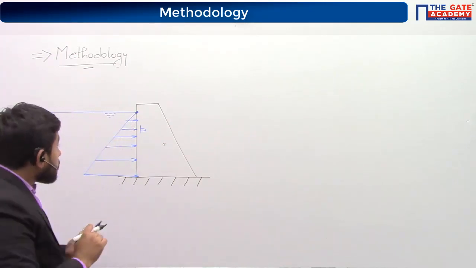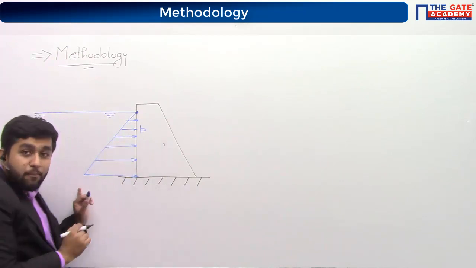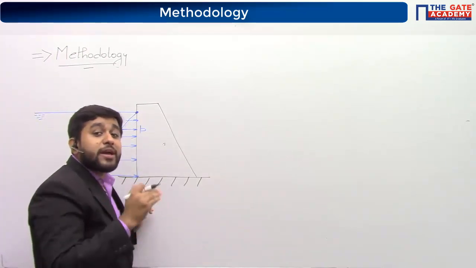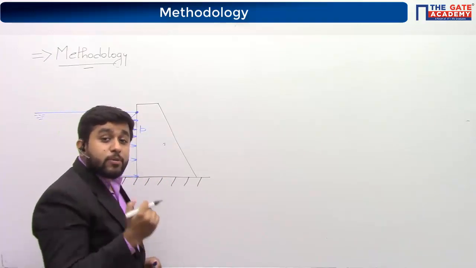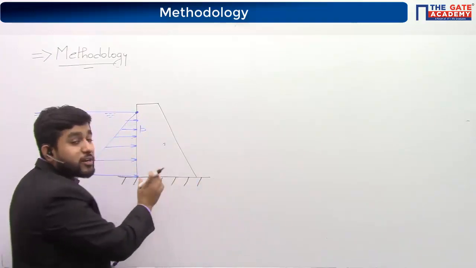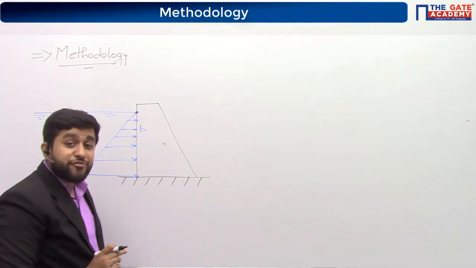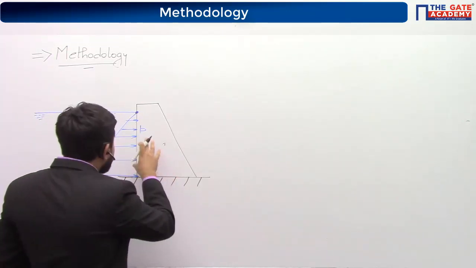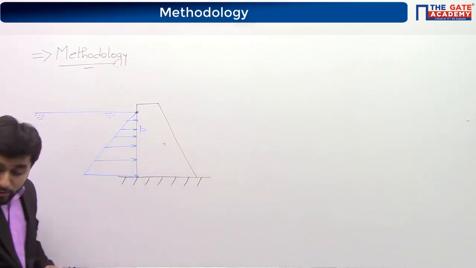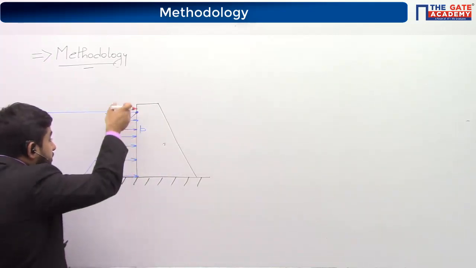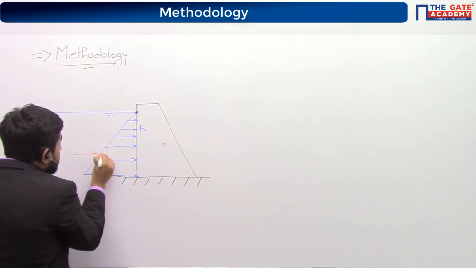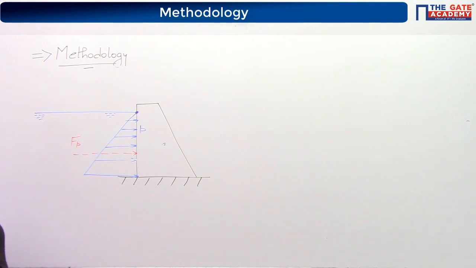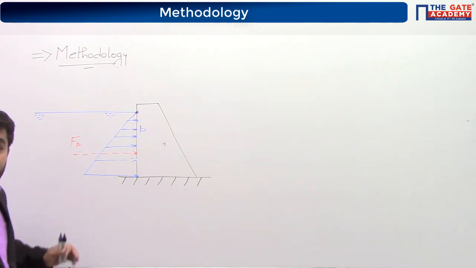Now what you want to do is you want to design the dam. So for designing the dam you need to find out the BMD and SFD. And for drawing BMD and SFD you need to find out the reaction moment and reaction force. But for predicting reaction moment and reaction force, first of all you need to find out the resultant of this pressure distribution, right? Now the question is how to find out this pressure force.